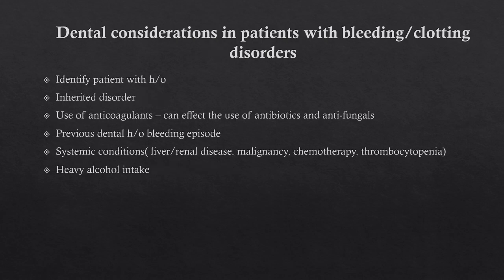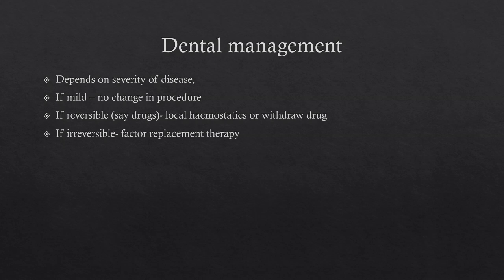So dental considerations in patients with bleeding and clotting disorders are: first, you have to identify if the patient has a history, if it is going to be an inherited disorder or not. You can ask the patient if there is a use of any anticoagulants, which can affect the use of antibiotics and antifungals, because there are going to be drug interactions, particularly when warfarin is used. Previous dental history of bleeding episodes after extraction can be questioned. Systemic conditions like liver or renal disease, malignancy, chemotherapy, and thrombocytopenia can also be asked about, or if the patient is a chronic alcoholic.